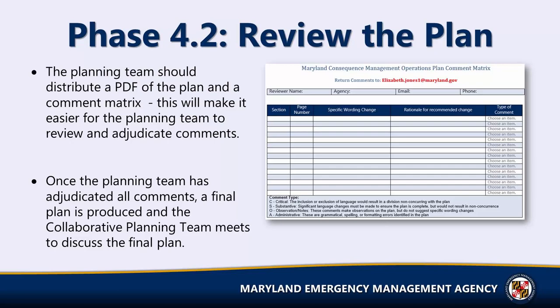After all of the comment matrices are collected, the planning team begins the comment adjudication process. Once the planning team has adjudicated all comments, a final plan is produced and the collaborative planning team meets to discuss the final plan.